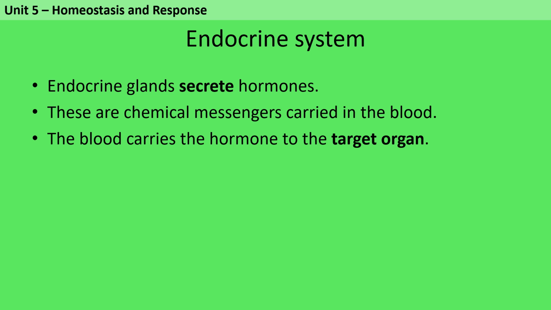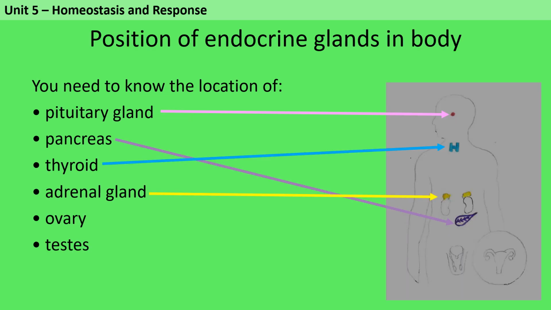So we know that endocrine glands secrete these little protein packages called hormones, and these are chemical messengers that are carried in the blood until they reach a target organ. There are 6 specific endocrine glands that you need to know the locations of. In the brain, just behind the bridge of the nose, is the pituitary gland. Then your pancreas is part of your digestive system. It's the small leaf-shaped organ that also produces a number of the digestive enzymes. Your thyroid is in the neck by the Adam's apple, and your adrenal glands are sat on top of the kidneys. And then depending on your sex, you have either ovaries or testes.